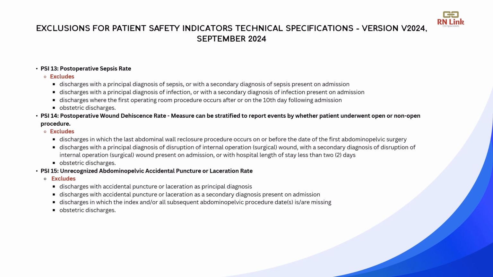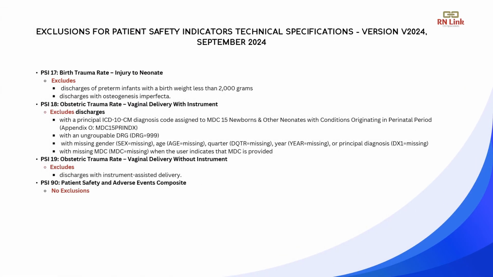Excludes discharges with accidental puncture or laceration as principal diagnosis. Discharges with accidental puncture or laceration as a secondary diagnosis present on admission. Discharges in which the index and/or all subsequent abdominopelvic procedure dates is/are missing. Obstetric discharges. PSI 17, birth trauma rate, injury to neonate. Excludes discharges of preterm infants with a birth weight less than 2,000 grams.